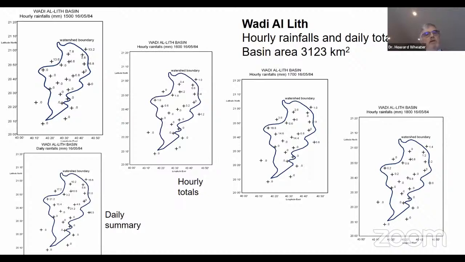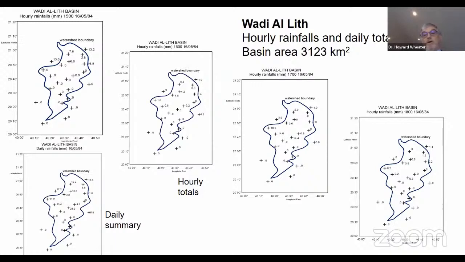And you can see that most of the rainfall is recorded as 0, but in the first hour, there's a burst of rain at the top right hand of the diagram, the northeast corner, up to 17 millimeters in an hour. The second hour has very little rain. The third hour has a burst of rain in the center of the catchment, again up to 19 millimeters.